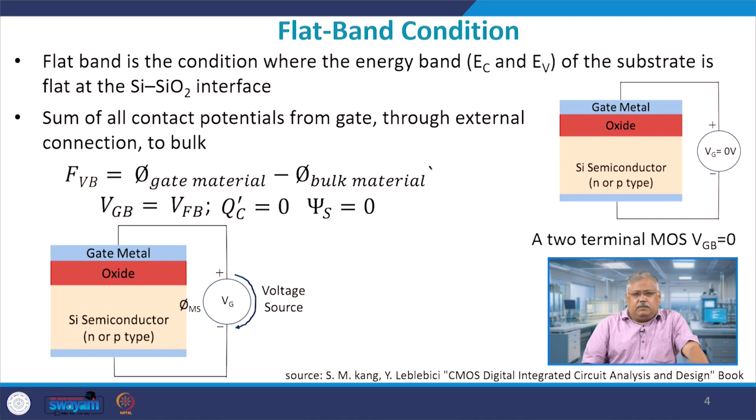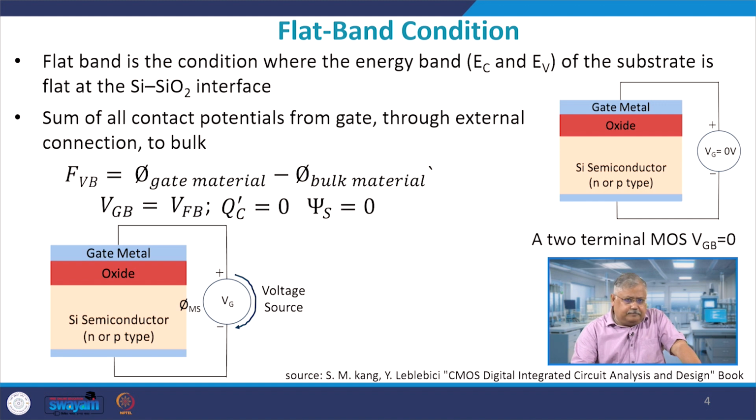We have already done it, but now I will add a new thing here. So look at the right hand side. The right hand side is basically a MOS, where you have a gate metal, an oxide and a silicon semiconductor, which is N type and P type, and then I am giving a gate bias which is 0. So basically I have shorted this gate to silicon.